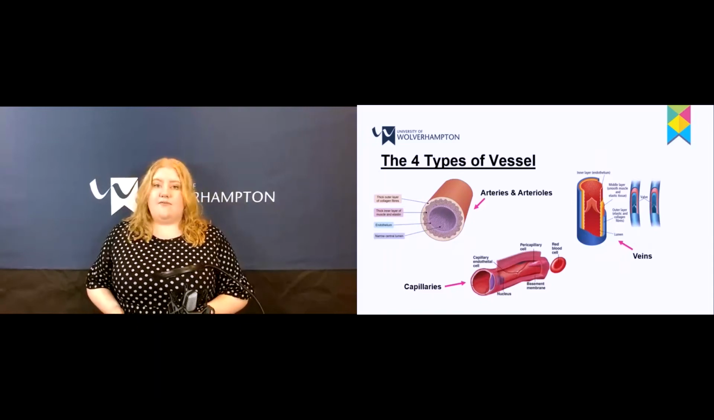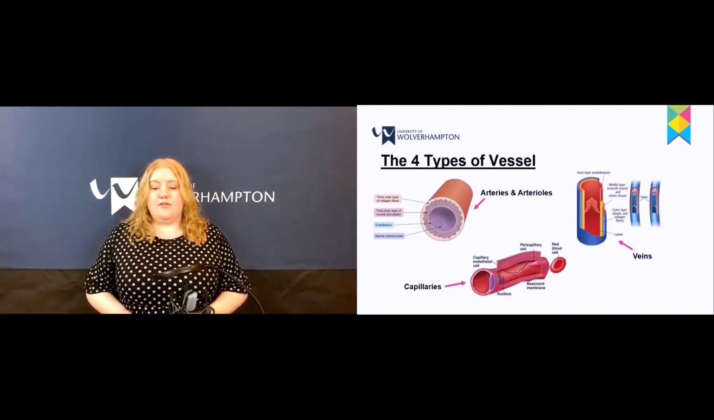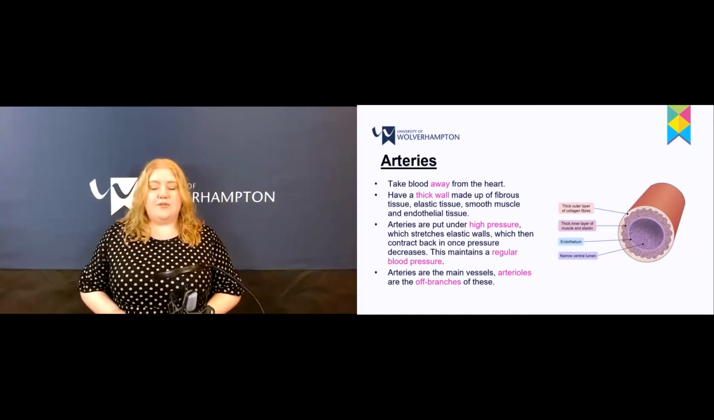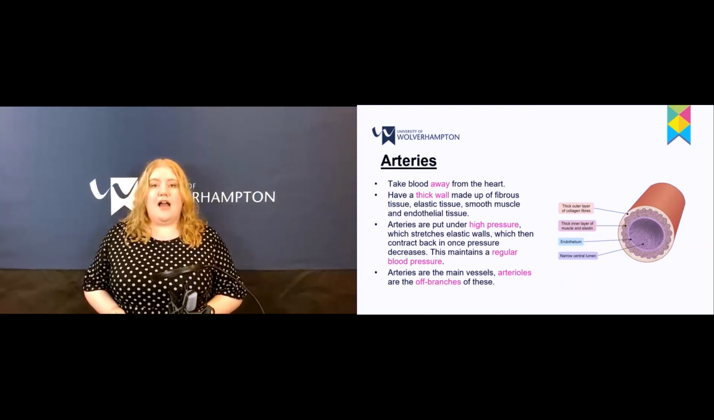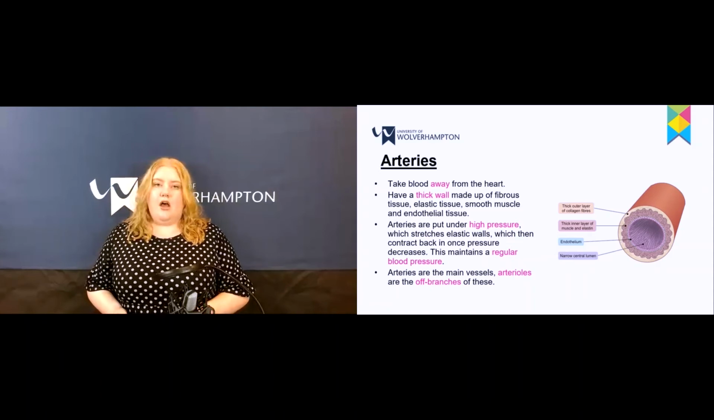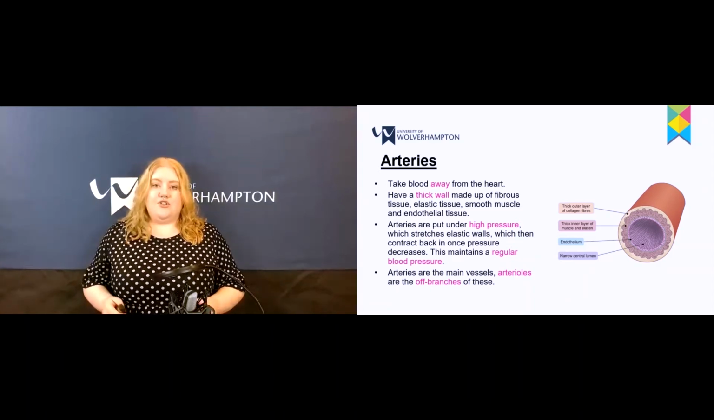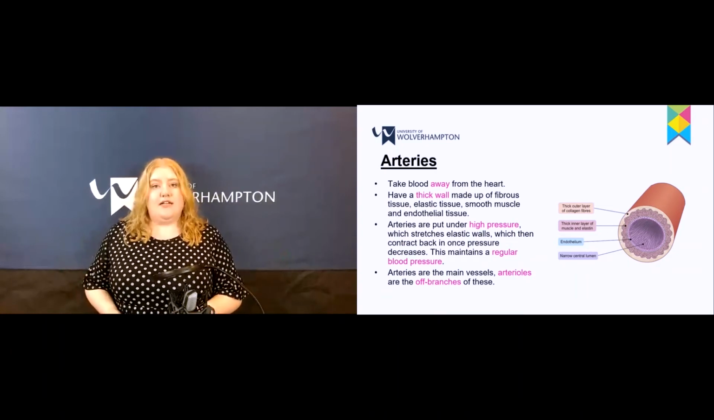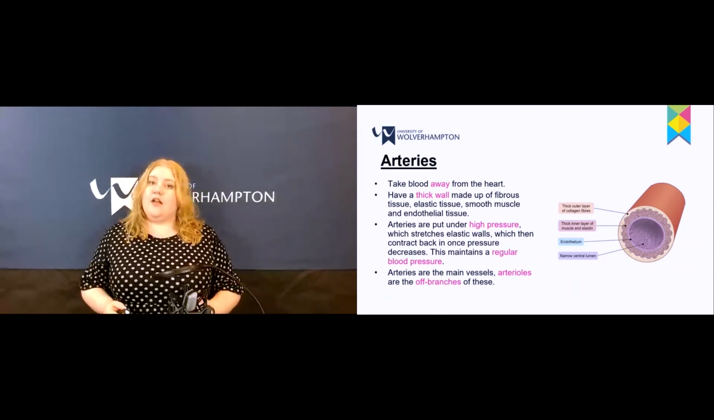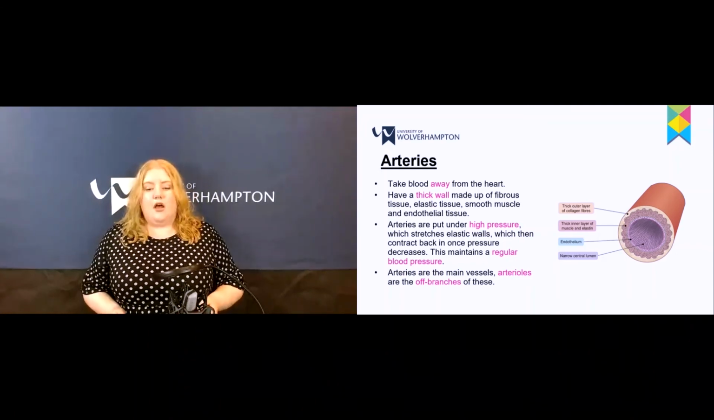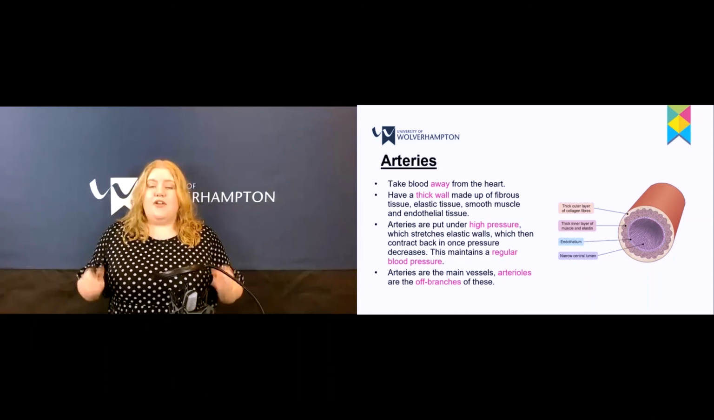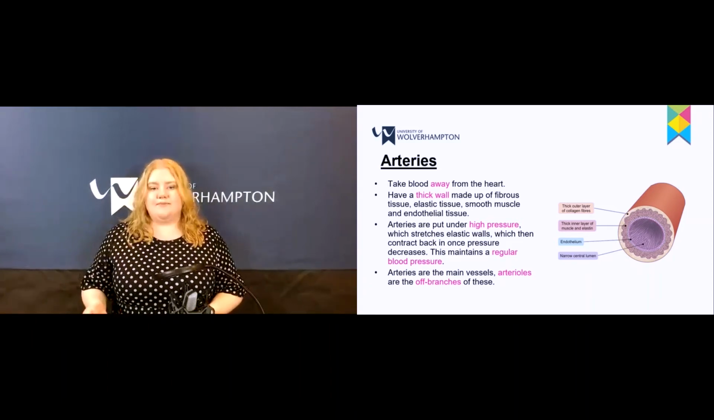So there are 4 types of vessels. There are arteries and arterioles, veins and capillaries. Arteries take blood away from the heart. They have a thick wall made up of fibrous tissue, elastic tissue, smooth muscle and endothelial tissue. Arteries are put under high pressure, which stretches these elastic walls, and then these contract once the pressure decreases, and this is what helps to maintain a regular blood pressure throughout the body. Arteries are the main vessels, and arterioles are pretty much the same, but these branch off your main arteries.